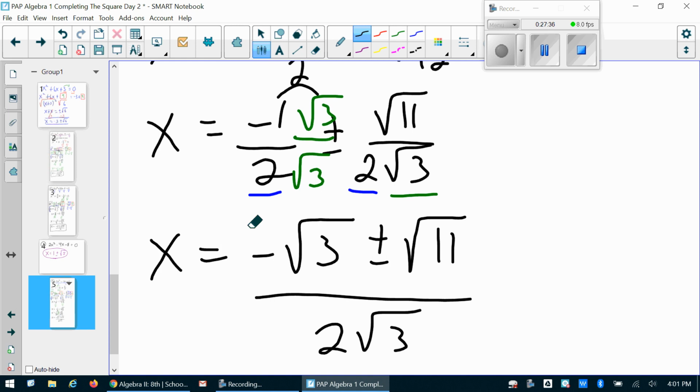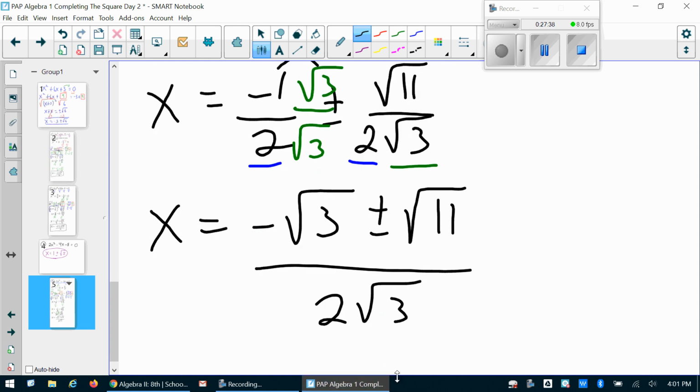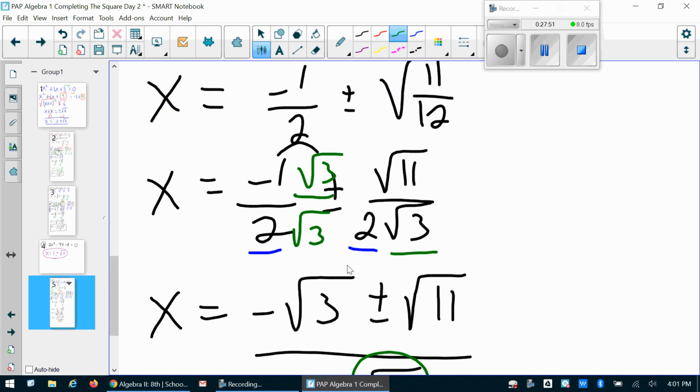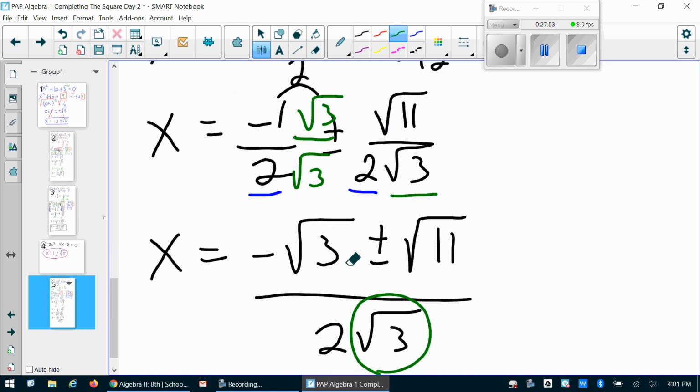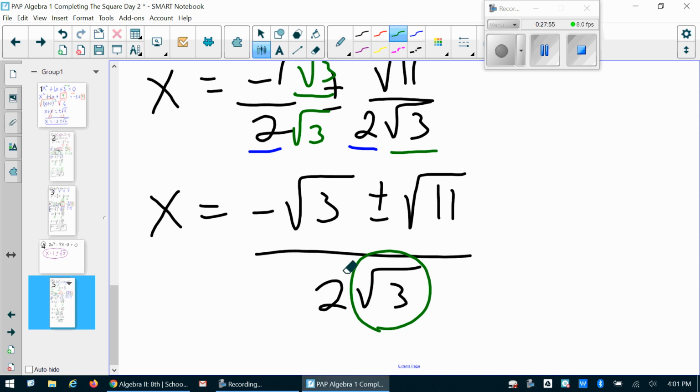Okay? But we don't like to have roots in our denominator. So we don't like to do that. So we like to rationalize the denominator, but I'm not going to get into that today.